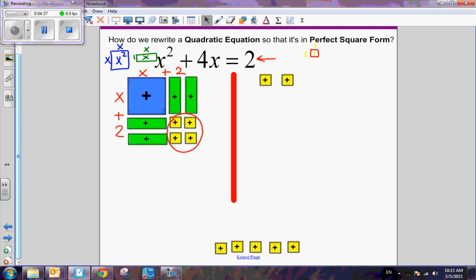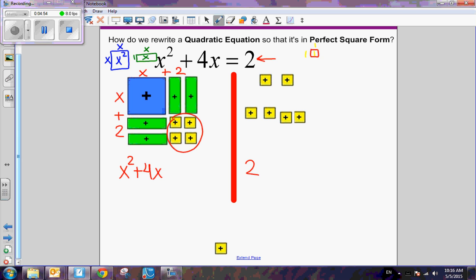But you know, if we add 4 to one side, then we must add 4 to the other side of the equation to keep it equivalent. So what just happened here? Well, I started off with x squared plus 4x equal to 2. And what did I do? I took this 4 and divided it by 2, so that I'd have equal sides on each side of the square.